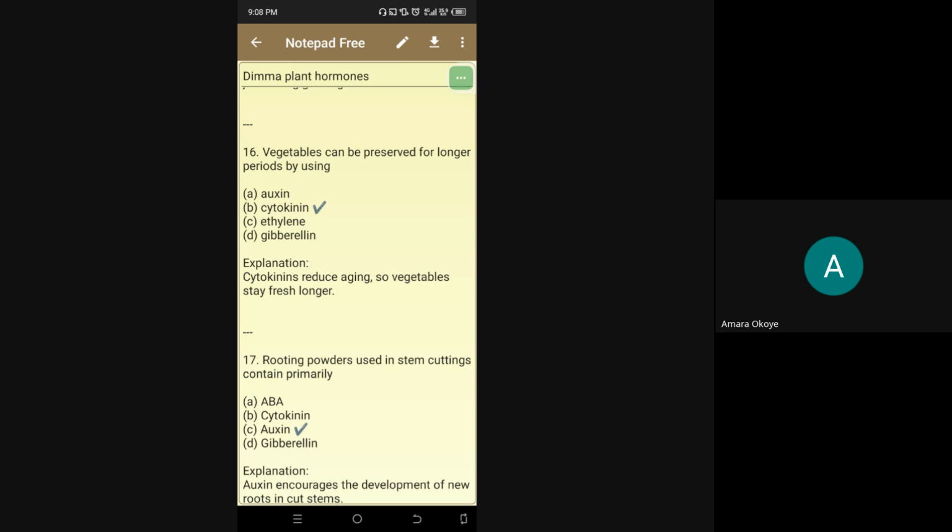Yes, sir. Okay, so number 16. Vegetables can be preserved for longer periods by using what? Cytokinin, right? Yes, sir. It can be used for preservation by using cytokinin. So cytokinins reduce aging, so vegetables stay fresh longer.